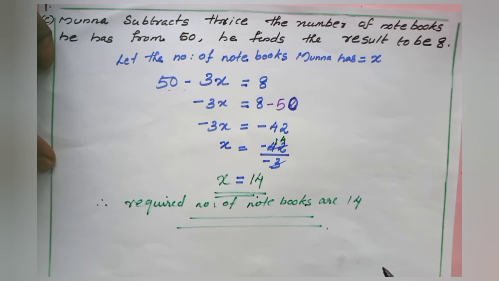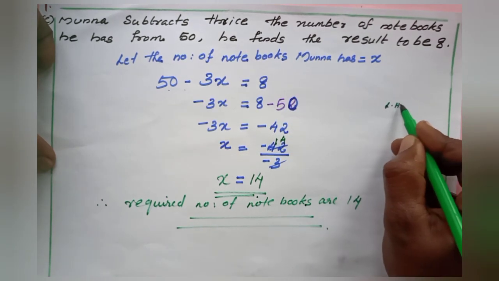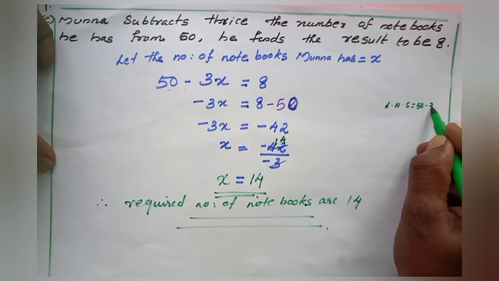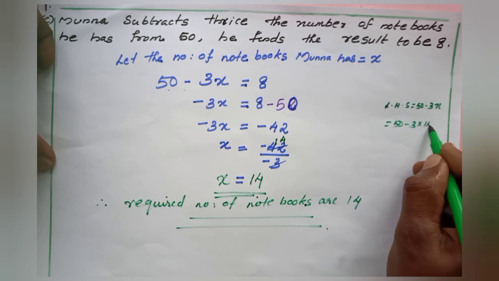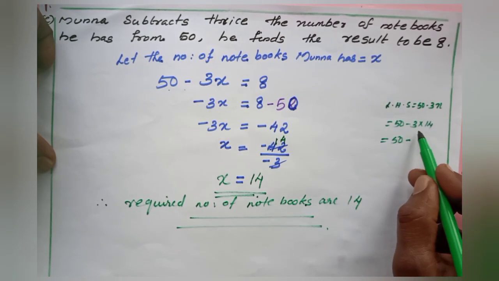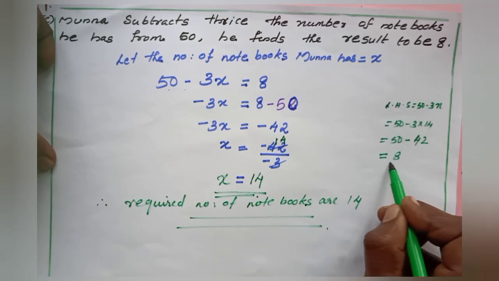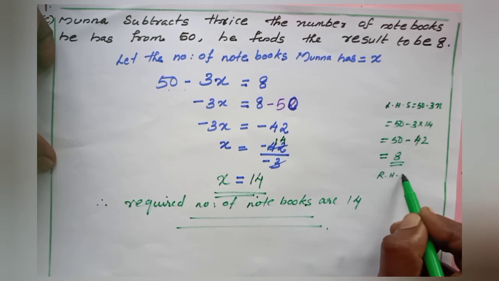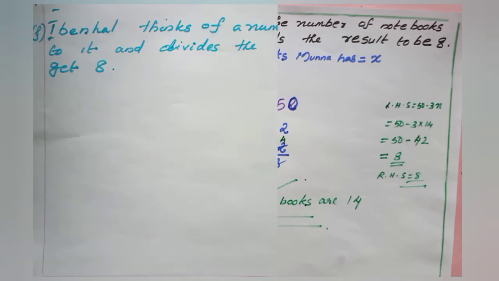To verify whether this answer is correct or wrong, substitute in the equation. The left hand side is 50 minus 3x. Substitute x equal to 14. So we get 50 minus 3 into 14, which is 42, equal to 8. The RHS is also 8, so the correct answer is 14.